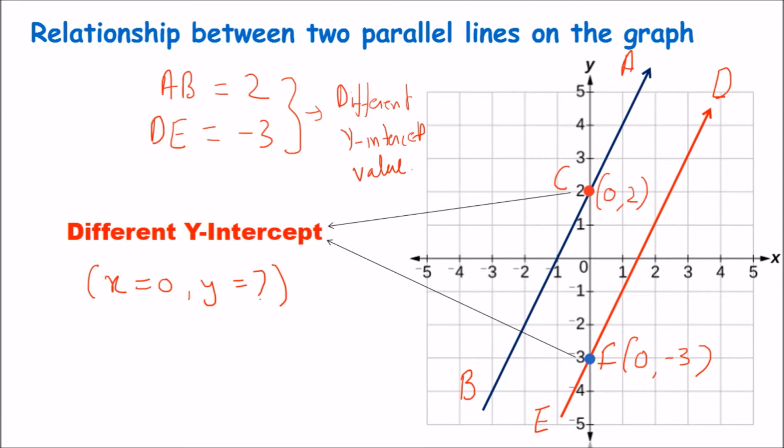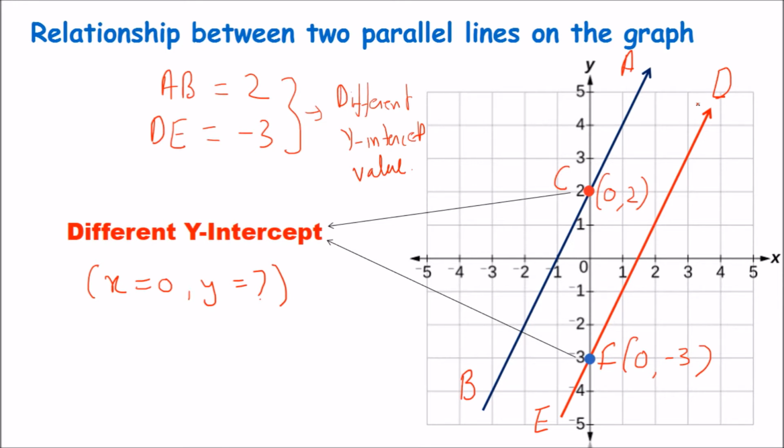So, as we can see right here, our line AB cuts the y-axis at point C, where x is 0 and y is 2. So, when x is 0, y is 2, then 2 will be the y-intercept value of line AB. Why? Because at the point where the line cuts the y-axis, x is 0 and y is 2.